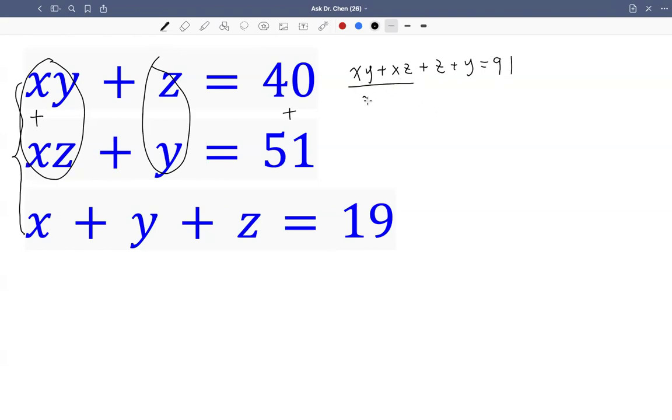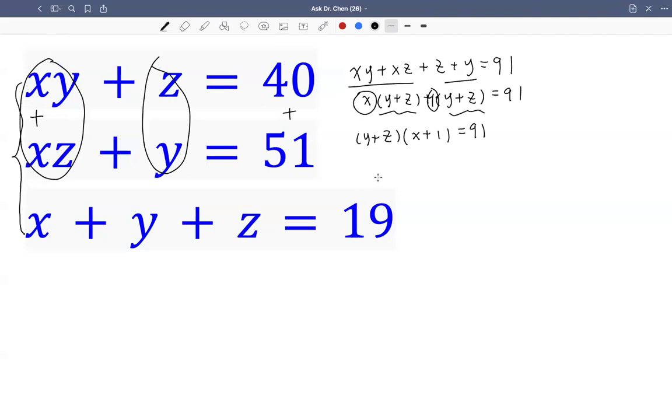Now these two share a common factor of x. So factor out x, y plus z, plus, now we're treating this one as one group, z plus y, which is the same as y plus z. Now we're thinking of this as 1 multiplied by this, right? Because these two groups share a common factor of y plus z. So let's factor out y plus z. Then the first group will have x left, the second group will have 1 plus 1. So that equals 91.